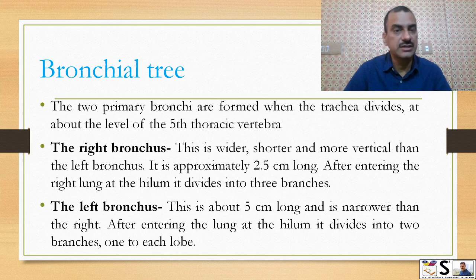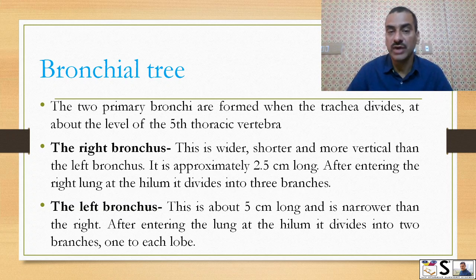Now the next part is the bronchial tree. Why do we call it a tree? Because its structure is like this. Because it is branched like a tree. The two primary bronchi are formed when the trachea divides at about the level of the fifth thoracic vertebra, the right bronchus and the left bronchus.